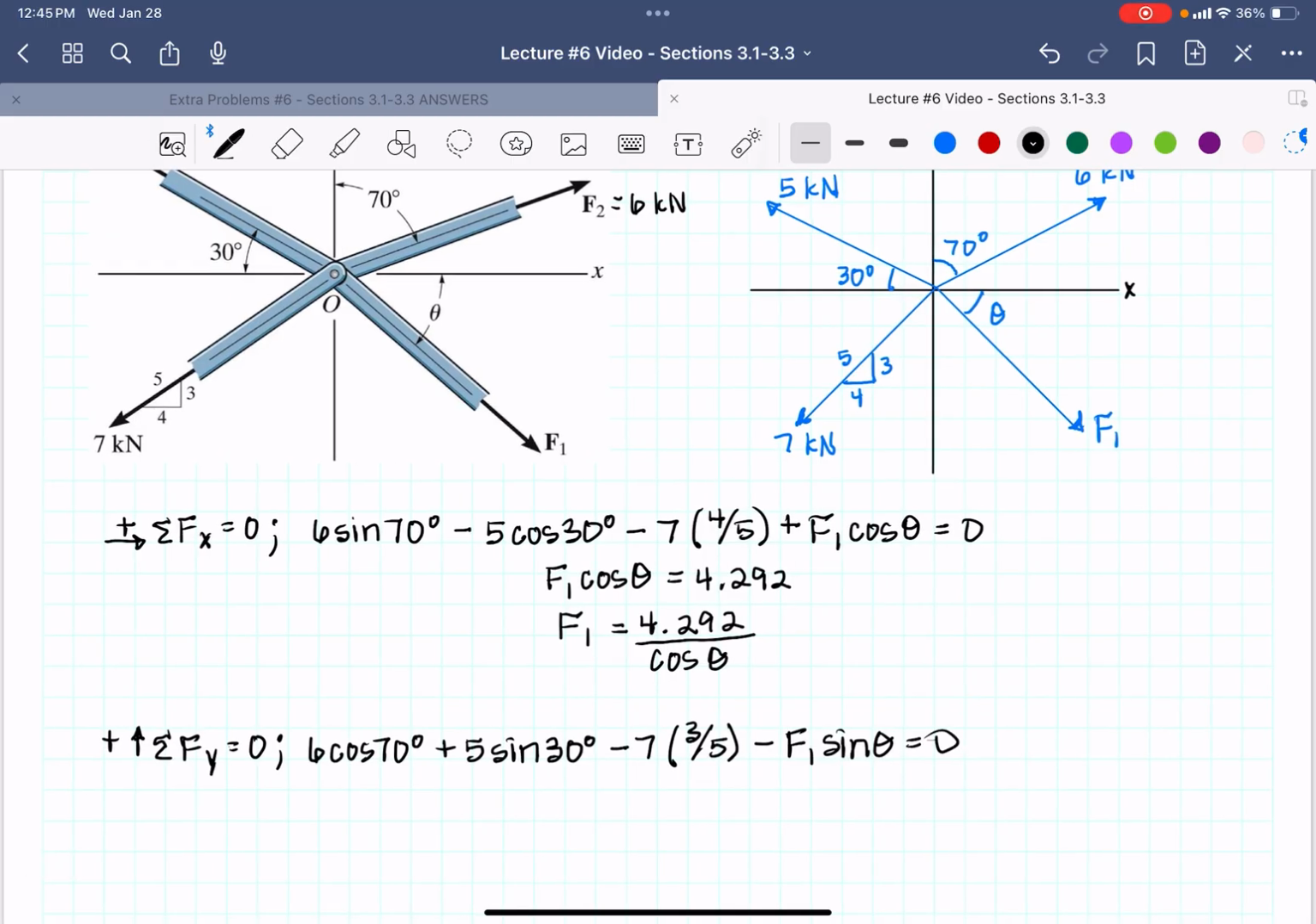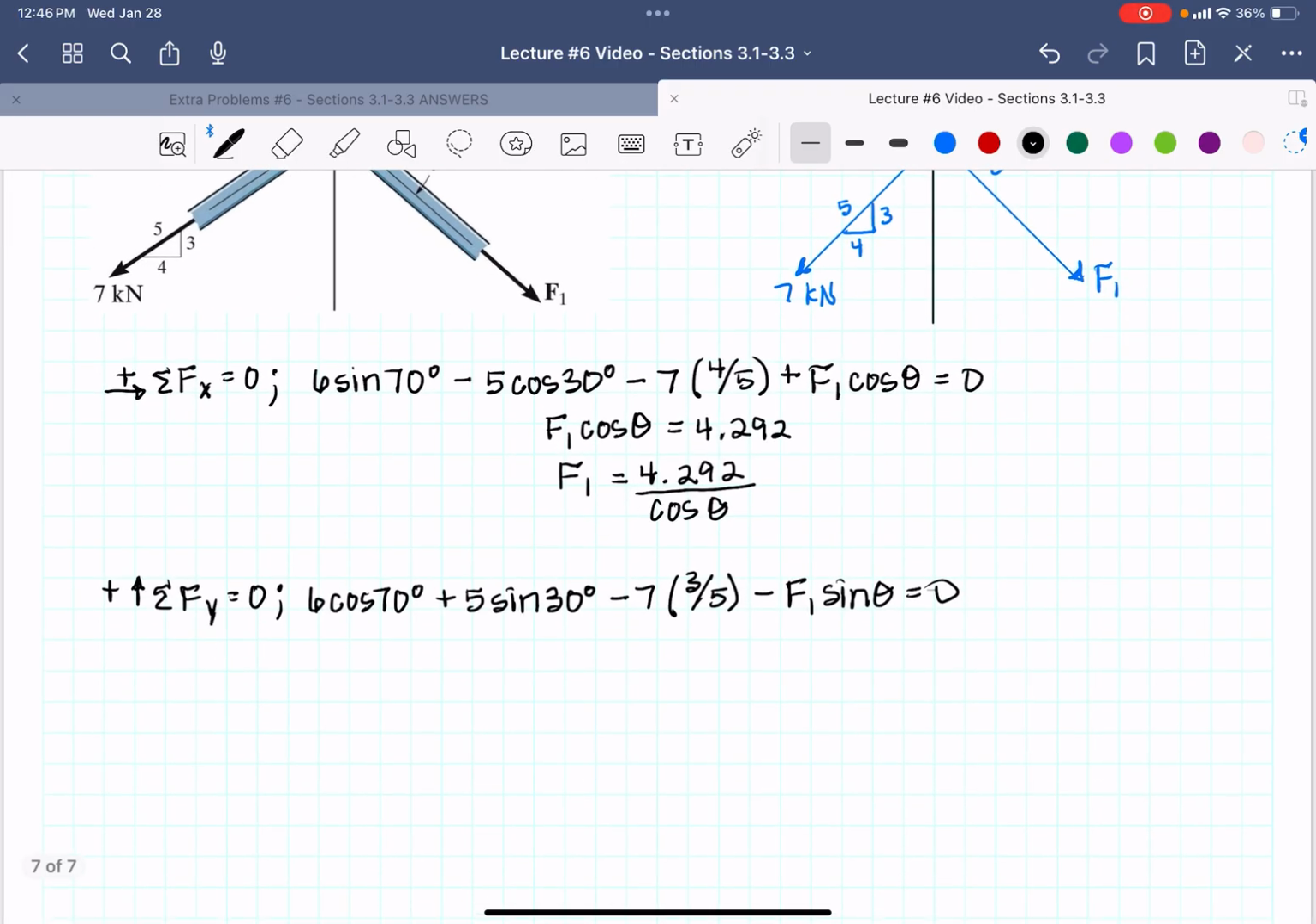So I'm going to move everything over to the other side of the equation. I'm going to get F1 sine of theta by itself. Actually, I'm just going to move F1 sine of theta because then it'll be positive. And I'm going to sum all the rest of the things together. So I'm going to get that F1 sine of theta, plug it in your calculator, and all those together is 0.3521.